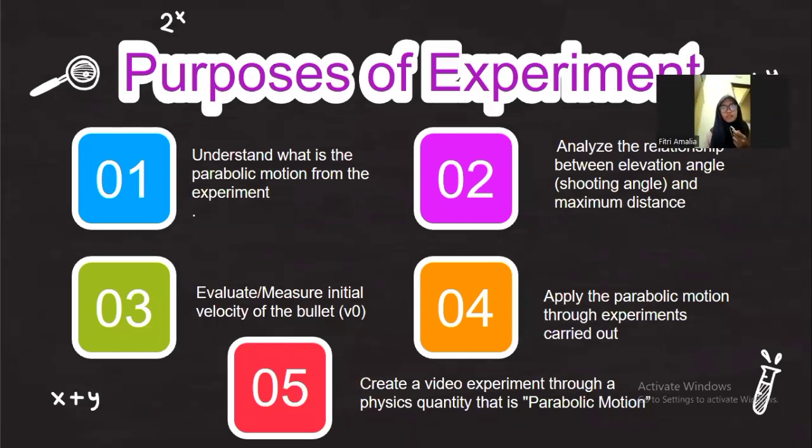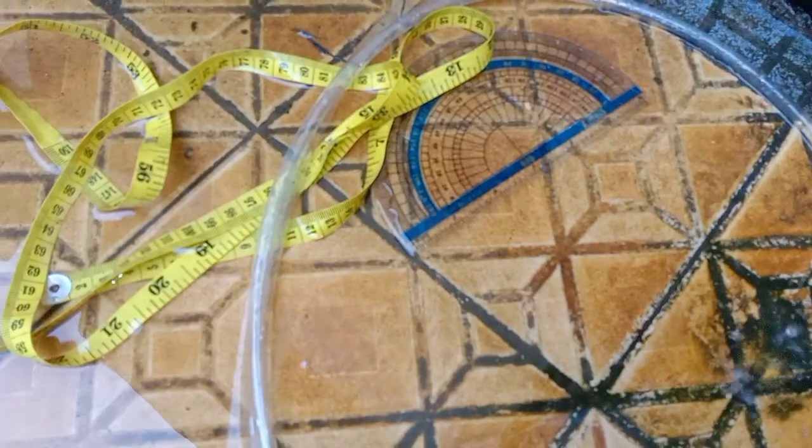Purposes of the experiment. The first, understand what parabolic motion is from the experiment. The second, analyze the relationship between elevation angle or shooting angle and maximum distance. The third, evaluate or measure the initial velocity of the bullet, or V0. Fourth, apply parabolic motion through the experiments carried out. And last one is create a video experiment about a physical quantity, that is parabolic motion.